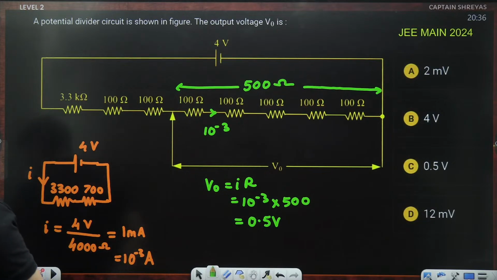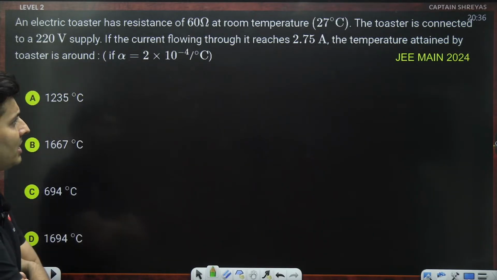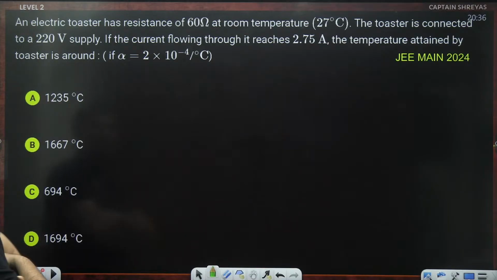Let's move to the next question. These kind of questions do come, guys. Yeah, moving on. Next one on your screen. There is a toaster which has some resistance at some room temperature. Now it is connected to the supply.